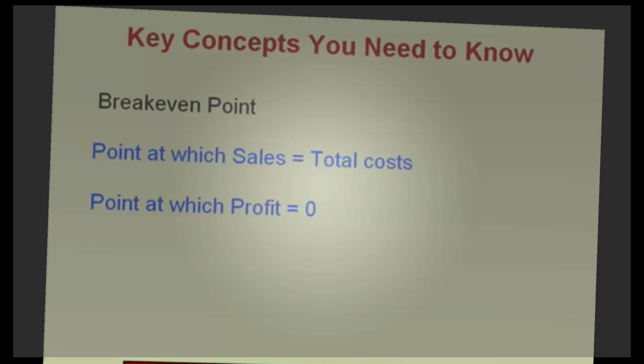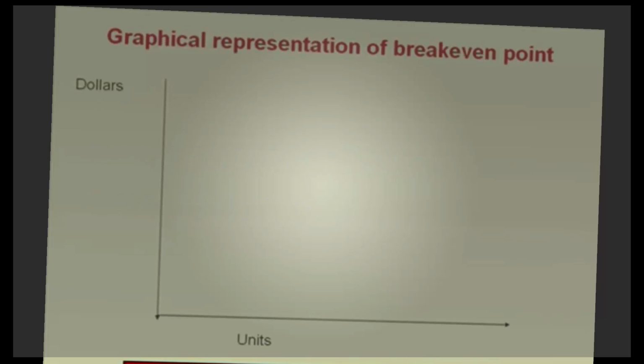Let's see how this looks in a graphical form. We have dollars on the y-axis and output measured as units on the x-axis. Take a few minutes. How would the sales revenue line look like? It would look like this. When you sell 0 units, your sales revenue is 0. And as you sell more units, it goes up in proportion.